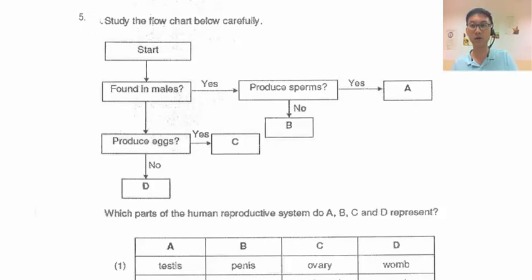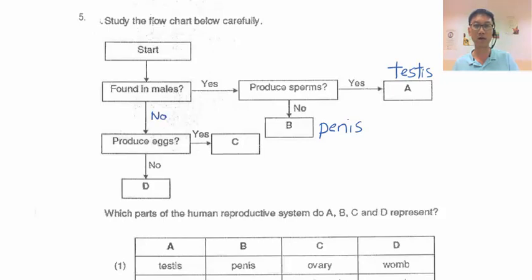Produce sperms, yes, very obvious. The testes is the one that produces sperm. No, then definitely it will be the penis. Okay, because so far we only have learned 2 parts of the male reproductive system. Found in males, if it's not yes, this will definitely be no.